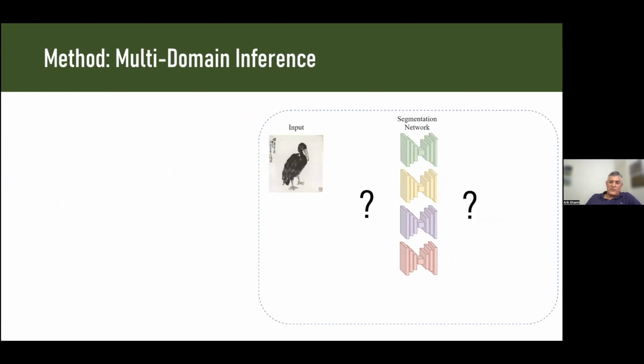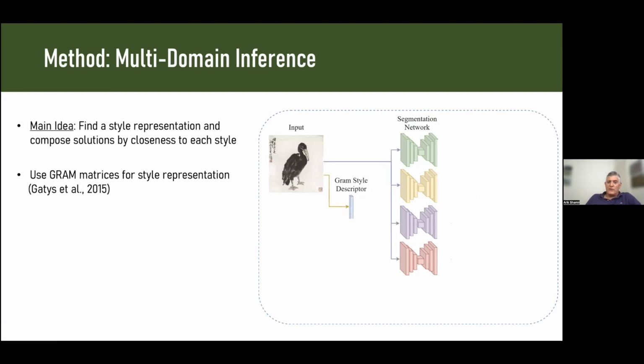Now, how do I use this approach if I have a new image? One option is to use the 4 different segmentation networks and see which one works better. But first of all, the input could be not from these 4 specific artistic movements. And also, maybe there's a better way to combine the results of the different networks. And that's exactly what we did. The main idea is we want to find a style representation for each new image that I need to segment. We use a Gram style descriptor, which was used previously in many other works, to recognize what type of style the image is.